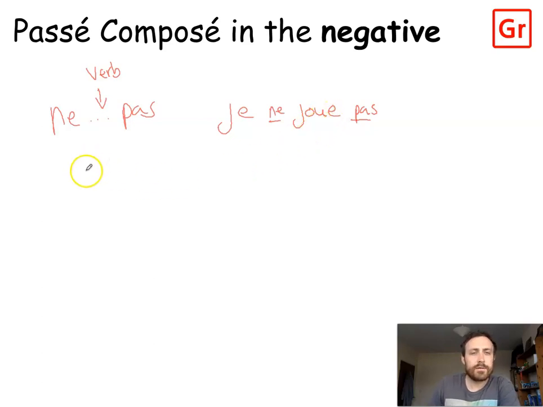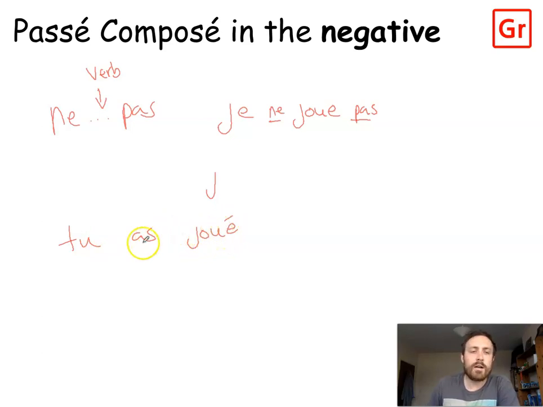Now it's going to be slightly different in the past because we're going to have another part of the verb. So if we had, let's use, tu as joué. That's you have played or you played. So you might be asking yourself, well, where does the ne and pas go in here? Because we've got the pronoun, we've got the auxiliary verb, and we've got the past participle.